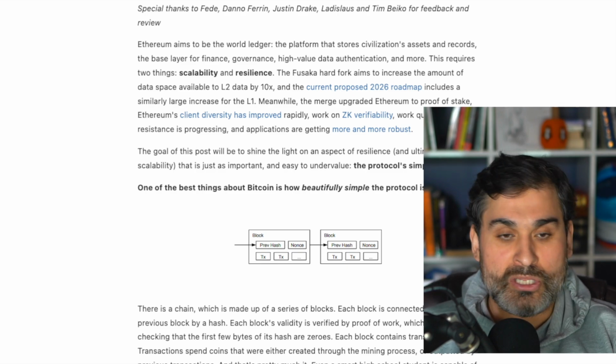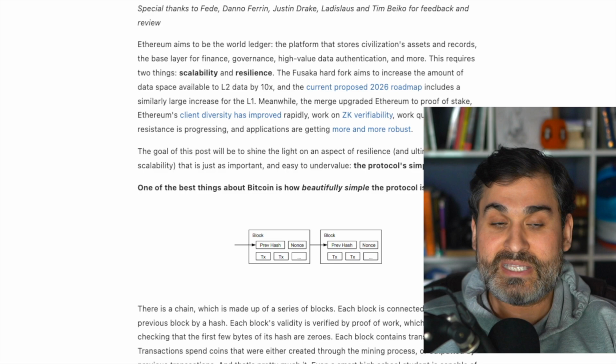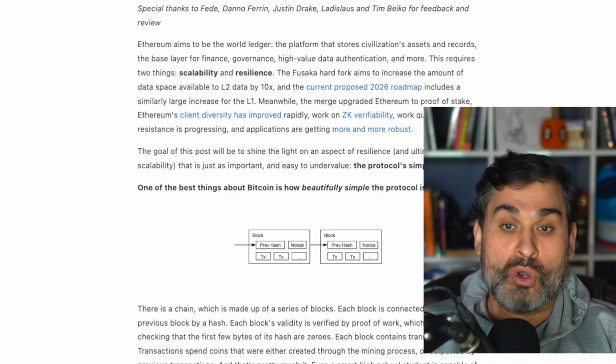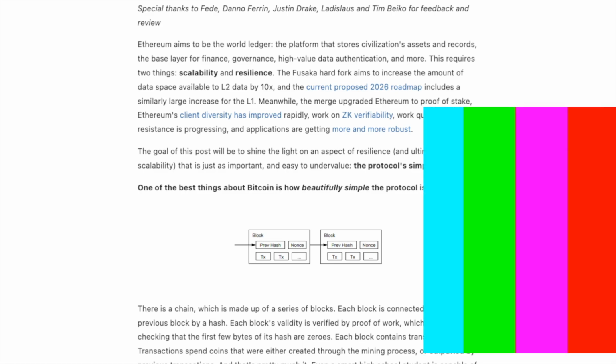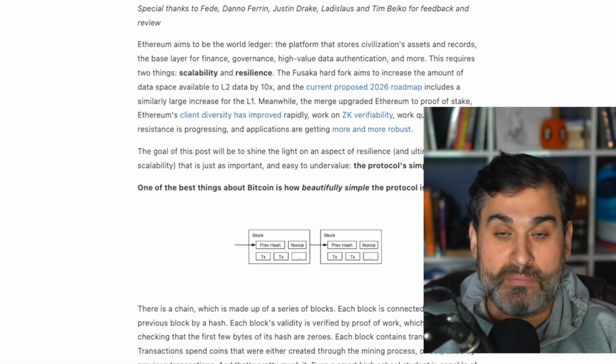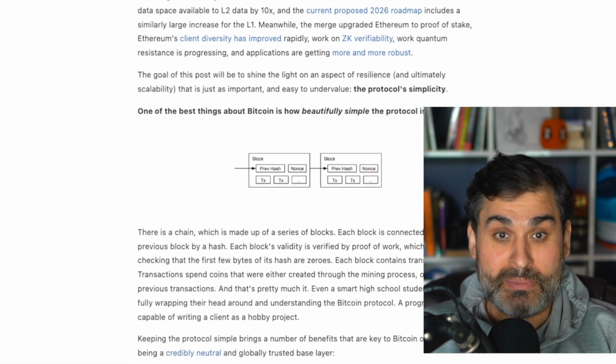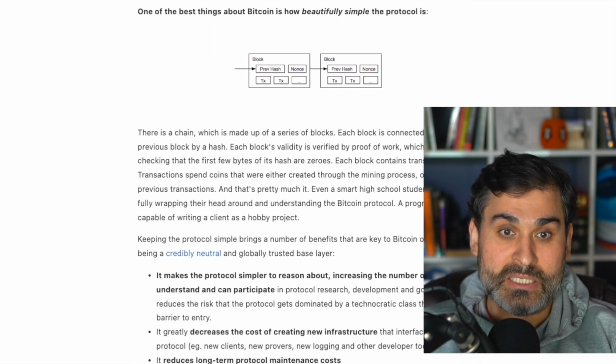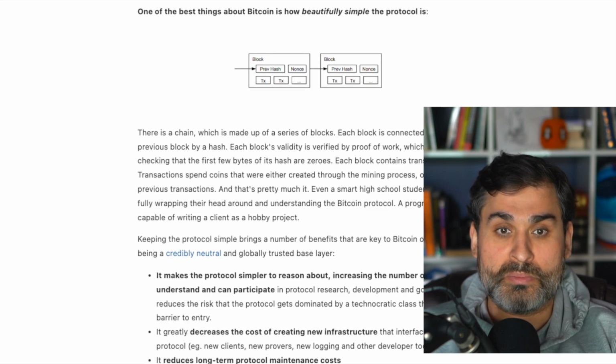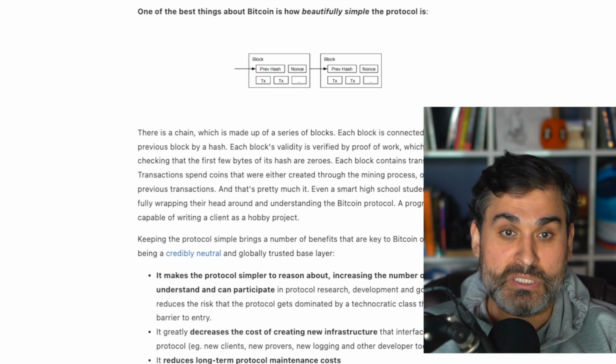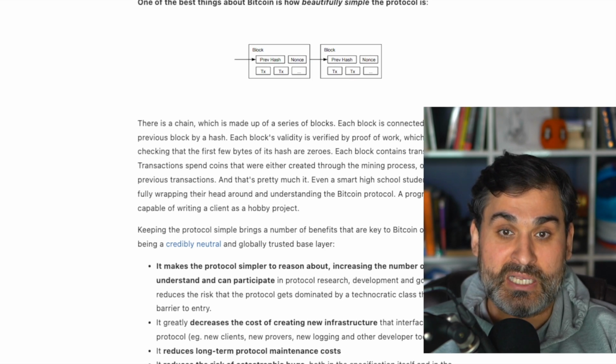So there's a lot of arguments made for things like tech debt, and things just getting more complex as protocols get more complex. So here Vitalik is saying that it's time to make the protocol simpler. And he says there is a chain which is made up of a series of blocks. Each block is connected to the previous block by a hash. Each block's validity is verified by proof of work, which means checking that the first few bytes of its hash are zeros. Each block contains transactions.